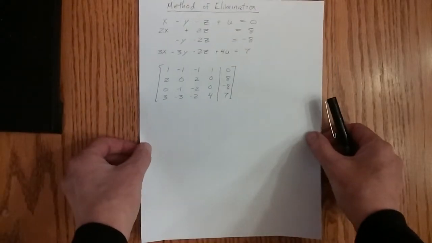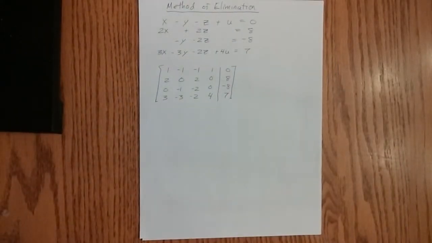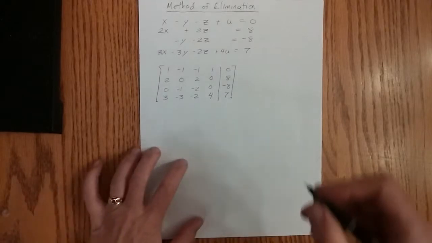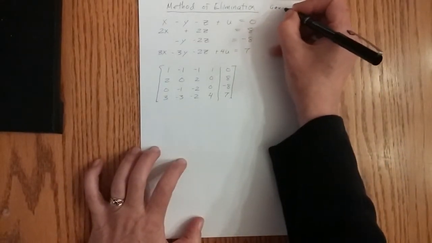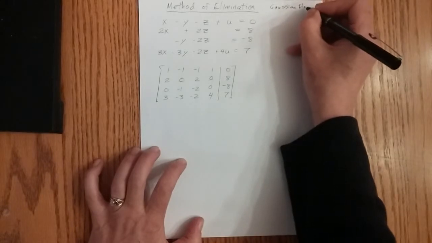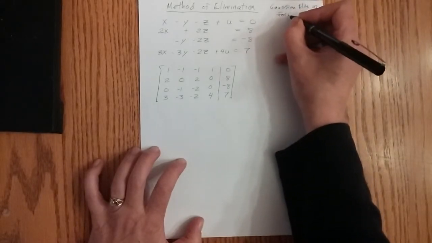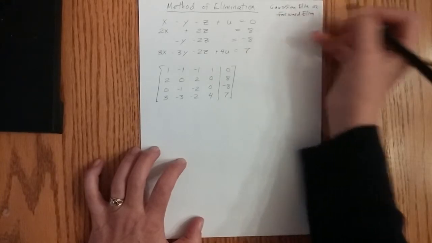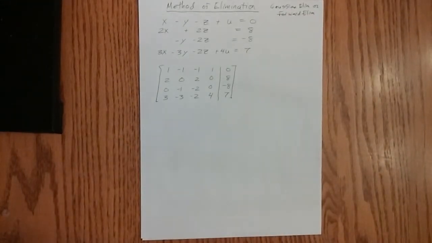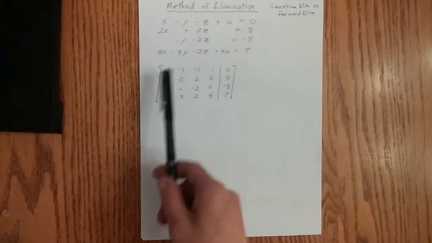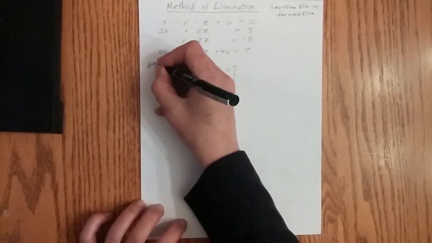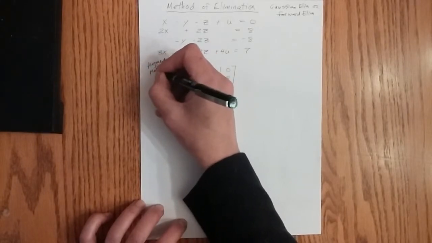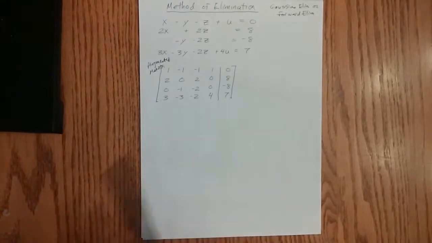Let's solve this system of four equations and four unknowns. We're going to solve this by the method of elimination, that's Gaussian elimination or forward elimination. First of all, we're going to rewrite the system in this augmented matrix form. This is so that we only keep the important information and we don't continue to copy the equations each time.